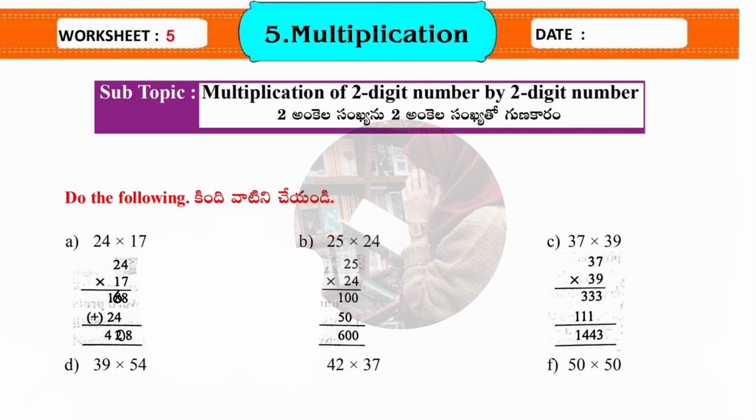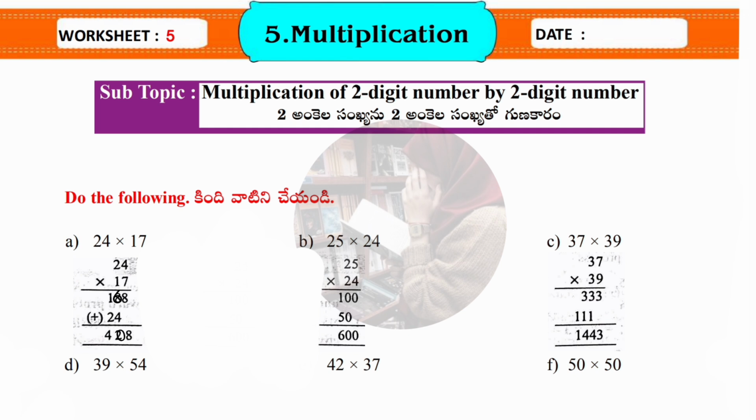Let's see. First we'll go with 7 multiplied by 24. So 7 4 is 28. Write down 8, carry forward 2. 7 2 is 14. 14 plus 2 is 16. 168. Then we'll go with one table. So 24 into 1. 1 4 is 4. 1 2 is 2. So write down 24.